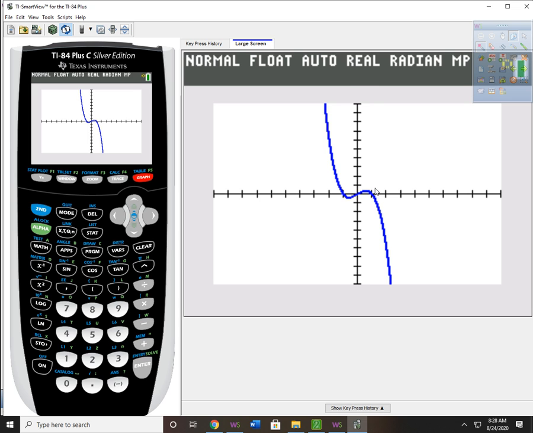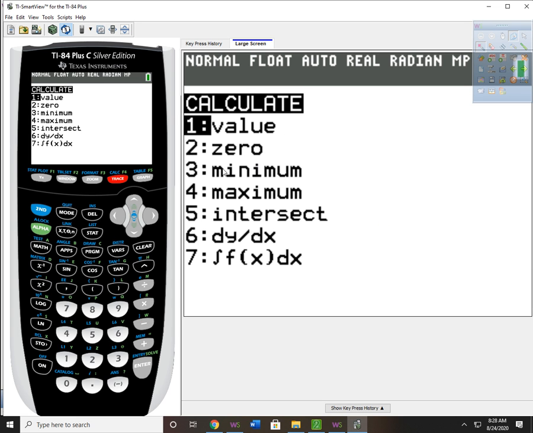All right, so if you look at this, you have two, correct? You have a minimum right here, and then you have a maximum right here. So you're going to have to do both of them. You'll have to do the calculator stuff twice. So let's start with our minimum. I'm going to go to calculate, and I'm going to calculate the minimum, which is option 3.